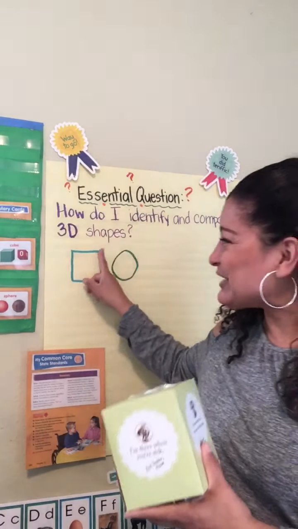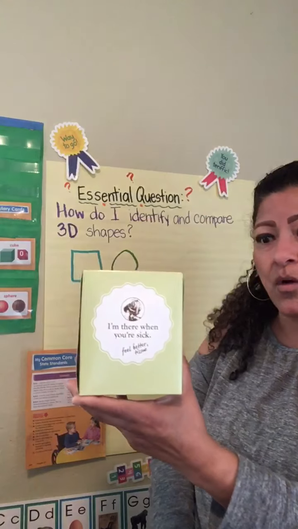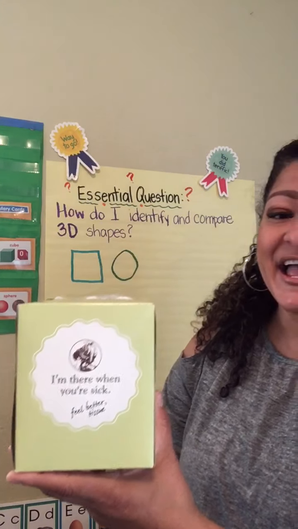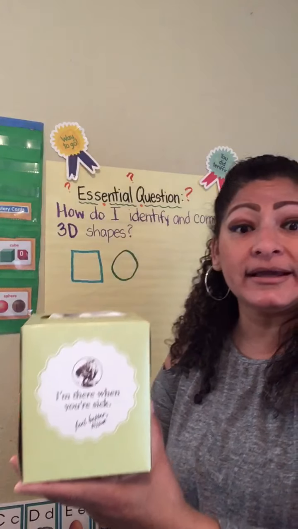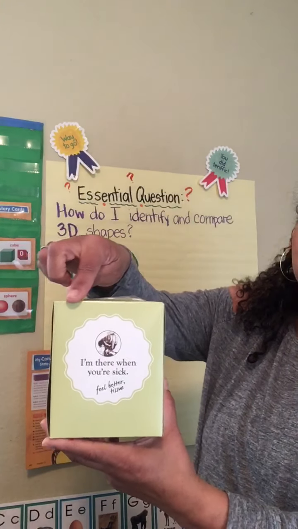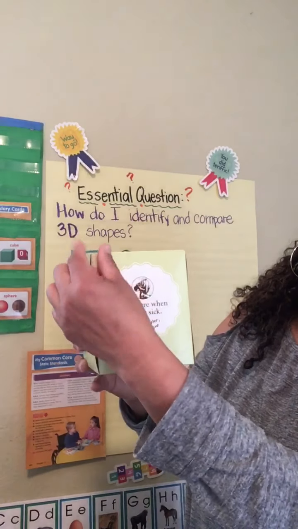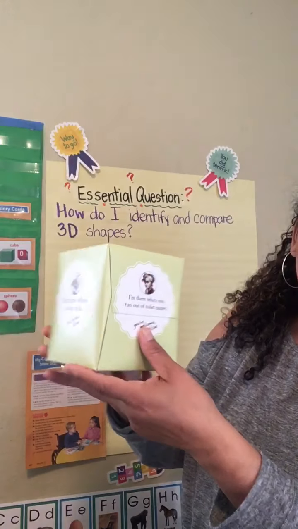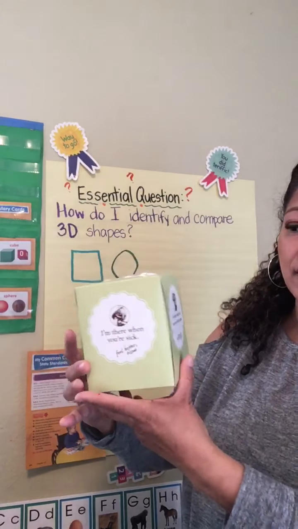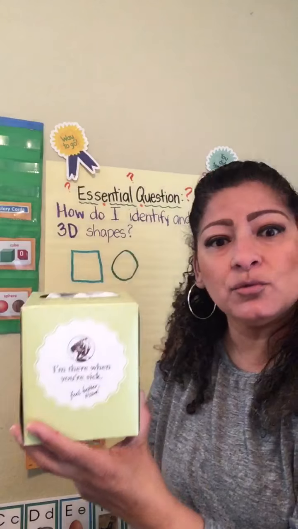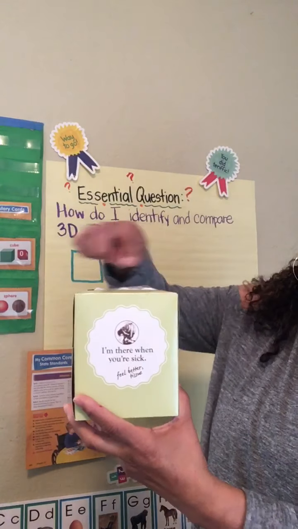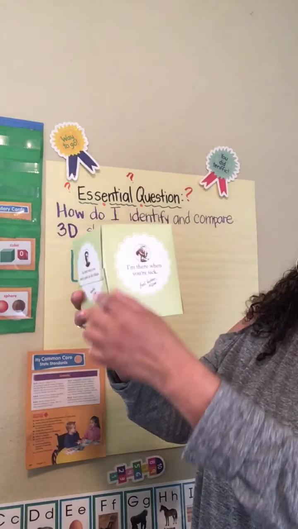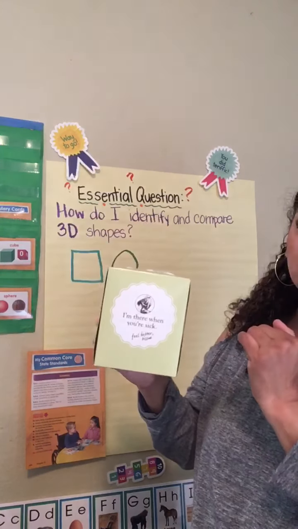We're also going to talk about these right here. You know how for flat shapes we say sides? Guess what? For our three-dimensional shapes, we say edges. Say edges. So this is an edge. This is an edge. This is an edge. This is an edge. Guess what? A cube has 12 edges. 1, 2, 3, 4, 5, 6, 7, 8, 9, 10, 11, 12.